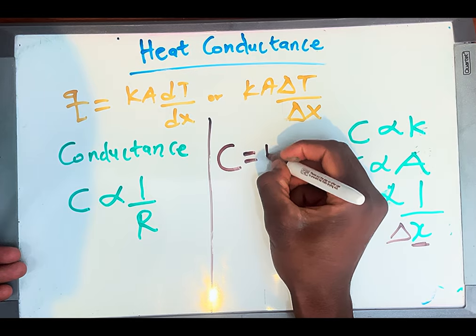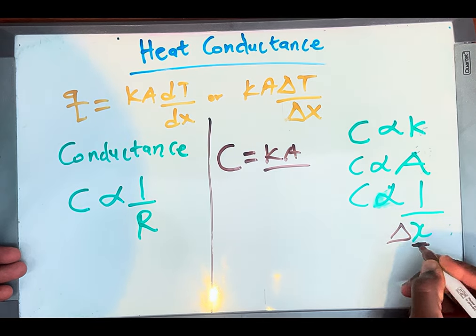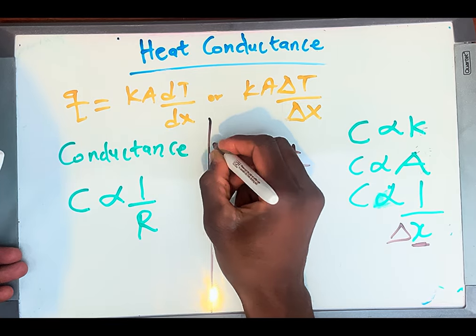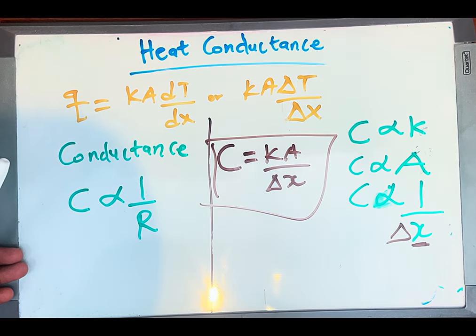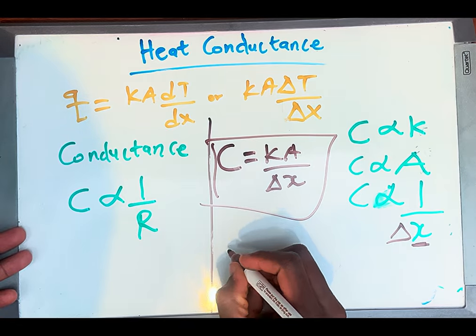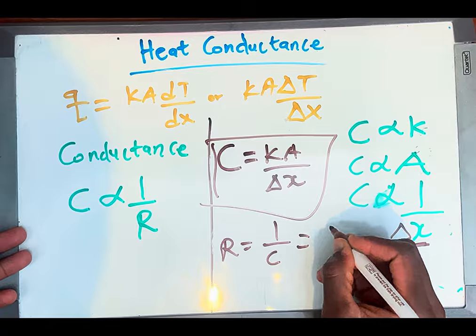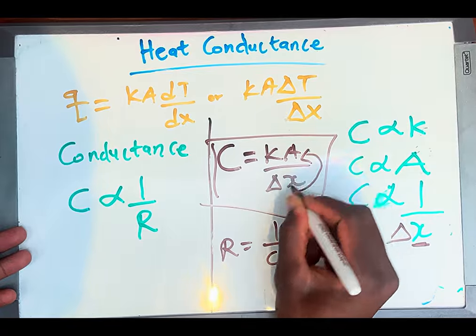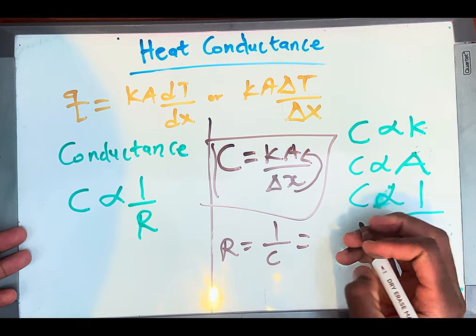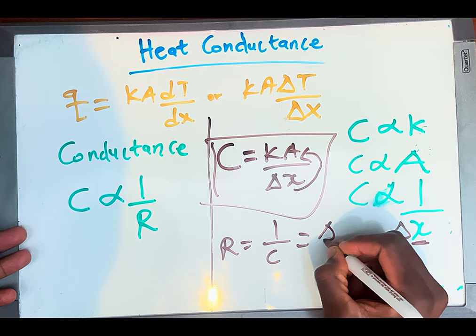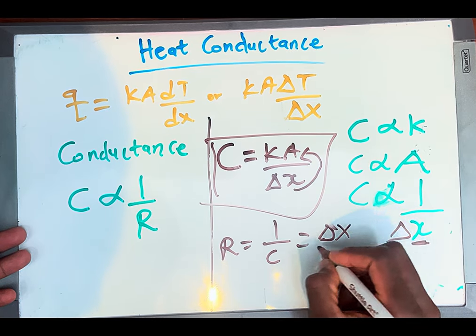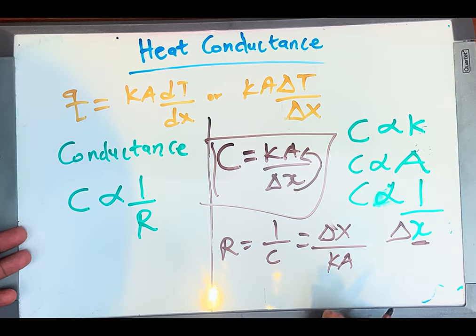K times A over delta X. So this is simply the formula for conductance. And if you want to know resistance, resistance is simply the inverse of conductance. So resistance will be the inverse of everything here. The denominator will come to the top and the numerator will come down. So resistance is therefore delta X over KA. This is the formula for resistance.